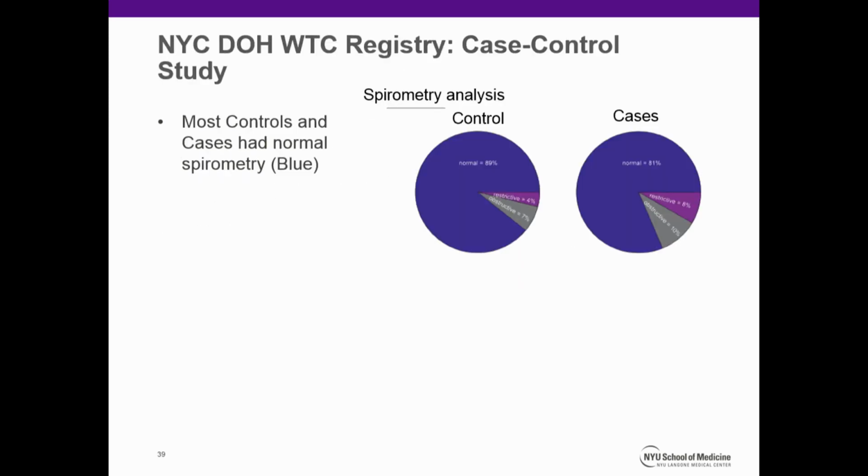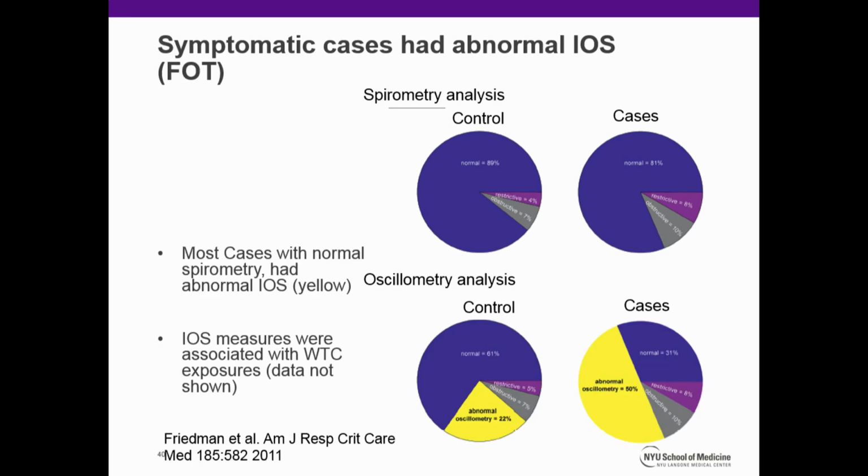And what we found is that, as expected, as shown in blue, most of these controls and cases had normal spirometry. And that's what we've been seeing over and over and over again. But if we looked at the impulse oscillometry measures, what we could see on the left is your controls. In yellow are those who had abnormal oscillometry, and some of the controls have abnormal oscillometry, but many, many of the cases now have abnormal oscillometry. And we could show that these abnormalities were also associated with World Trade Center exposures, although I'm not showing you the data. And this suggested to us that this could help us identify and understand what these measures were showing us.